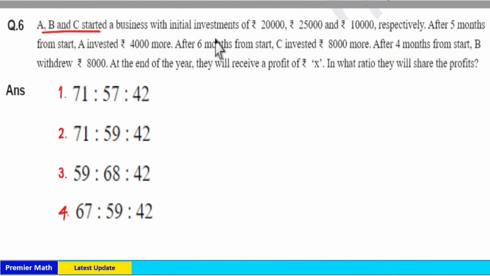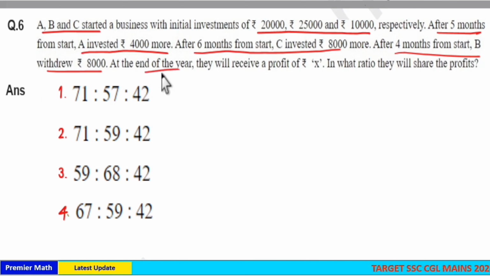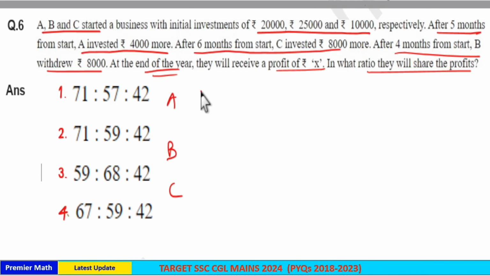A, B and C started a business with initial investments of 20,000, 25,000 and 10,000 respectively. After 5 months from start, A invested 4,000 more. After 6 months from start, C invested 8,000 more. After 4 months from start, B withdrew 8,000. At the end of the year, they will receive a profit of rupees 6. In what ratio will they share the profit? So take the investments of A, B and C. Here A invested 20,000, B invested 25,000 and C invested 10,000.